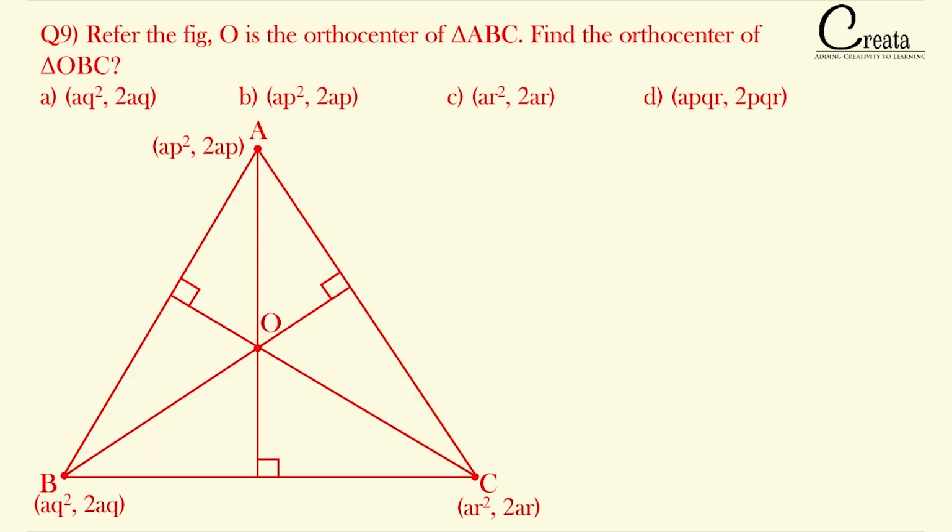The question is asking about the orthocenter of the triangle OBC, meaning this small triangle. The coordinates of A, B and C are given. Let's proceed with the question.